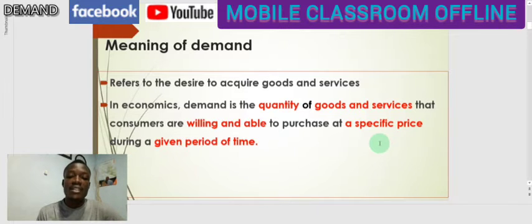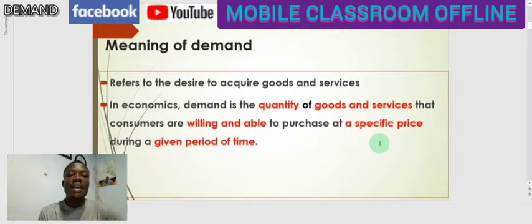So if this is there, and then the product is in need within a specific period of time, then at a particular price, a price is what you sacrifice in order to get it. So all these things put together, then you say that there is a demand for that product.